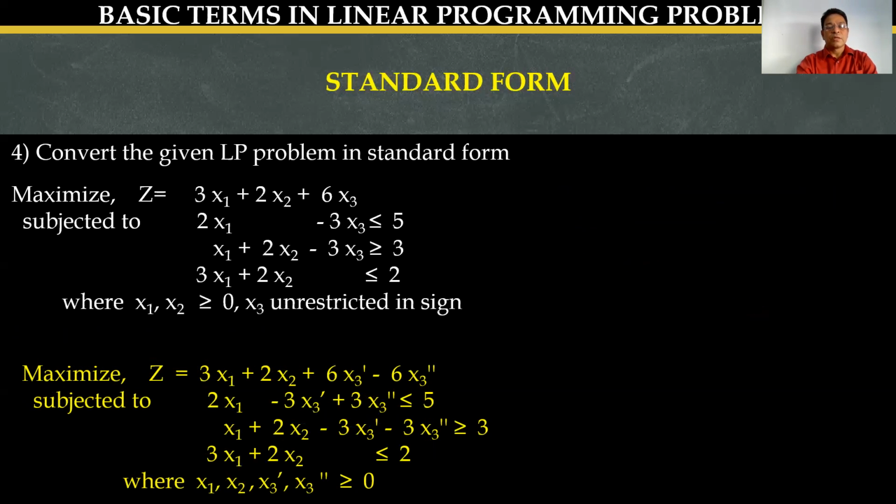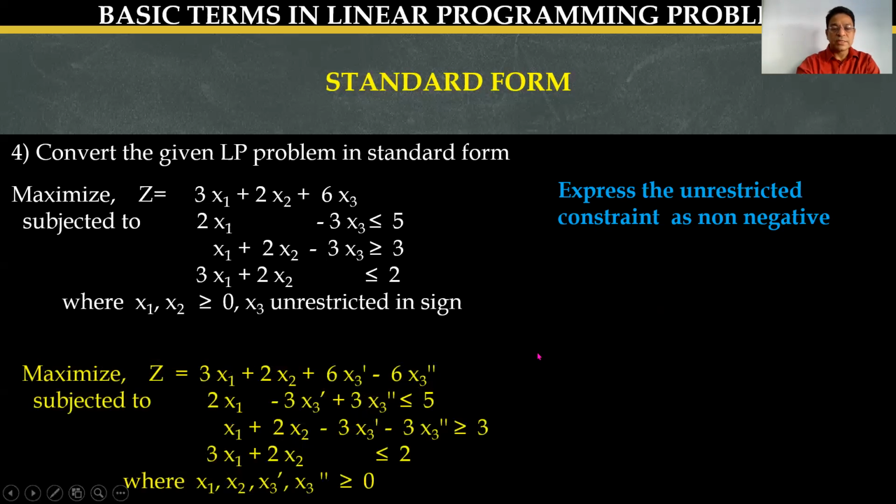Now, we can see one more sum here. And what is the new thing added here? The new thing added here is x3 is unrestricted in sign. It is saying that there is no restriction to the sign of x3. It means that x3 can have any sign, positive or negative. So this is not accepted to us. So we need to change this. So how do we change that?